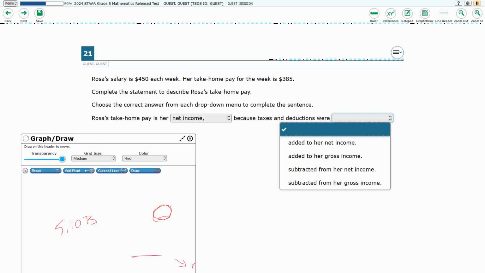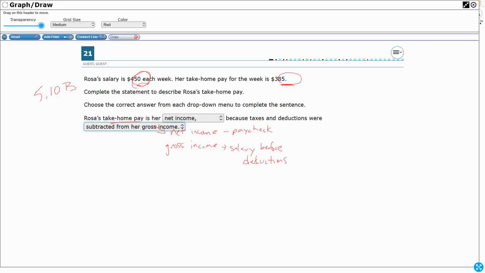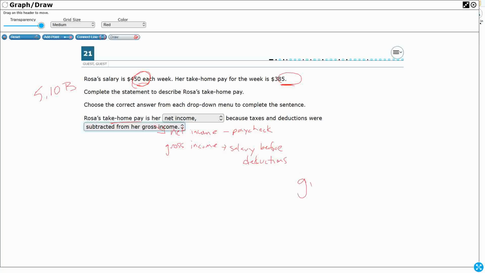Well, we already talked about that. We said they were subtracted, but they were from her gross. So her taxes and deductions were subtracted from her gross income. That made her net income. So we need to think about it like this. So we've got our gross income, right? It's kind of like this big circle, and then inside that you got your net income.